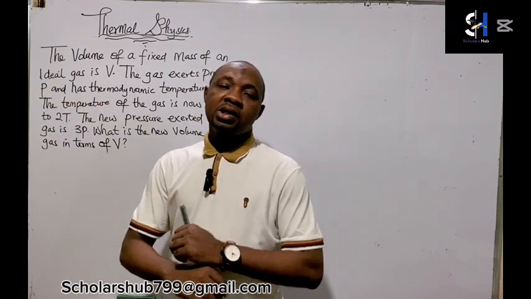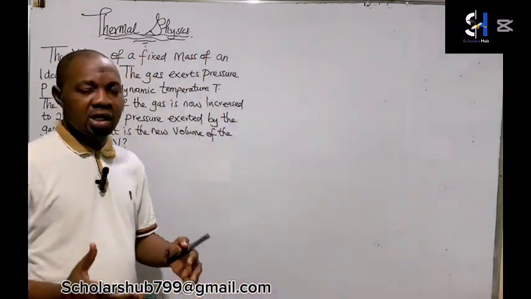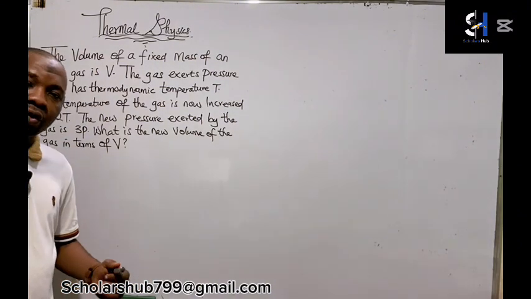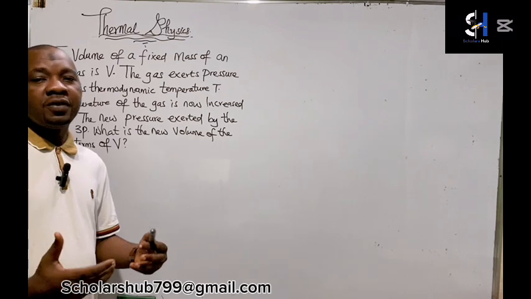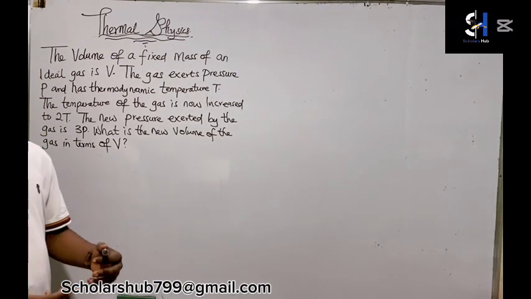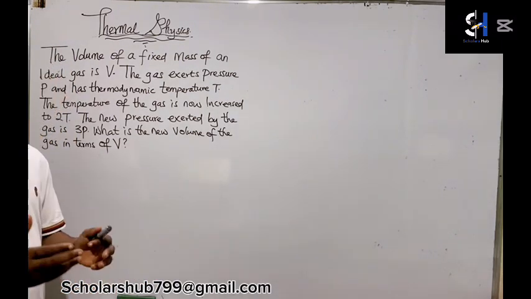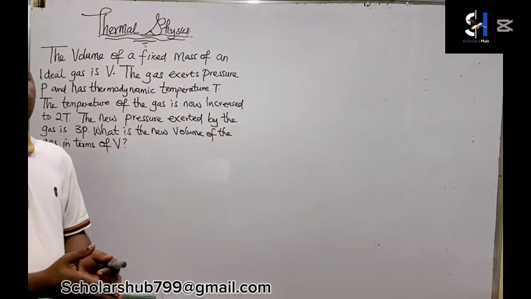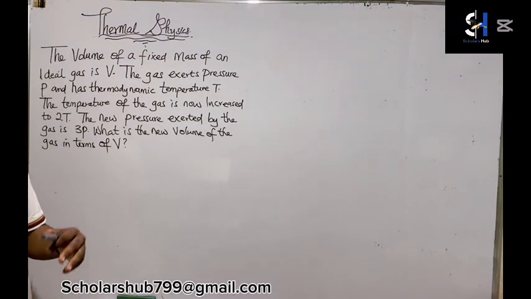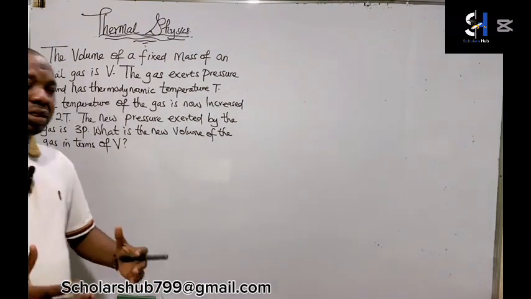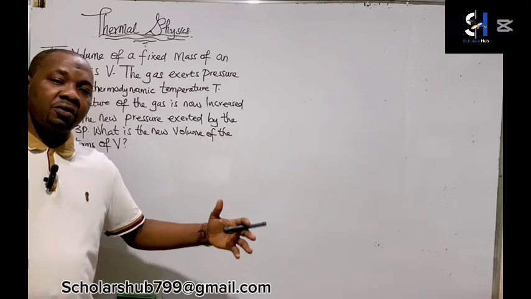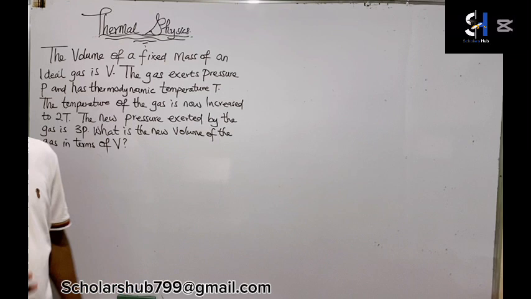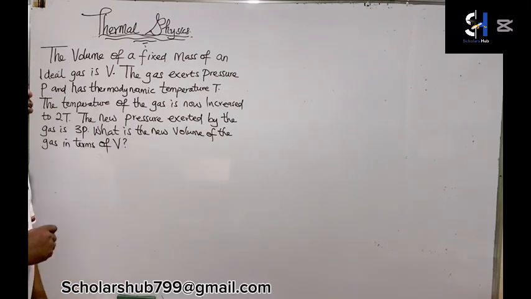We know that an ideal gas is a gas that obeys Boyle's law and Charles' law. Boyle's law states that the volume of a fixed mass of a gas is inversely proportional to its pressure, provided that the temperature remains constant. That means when the temperature is fixed, the larger the volume, the lower the pressure, and the smaller the volume, the higher the pressure. That's in the case of Boyle's law.